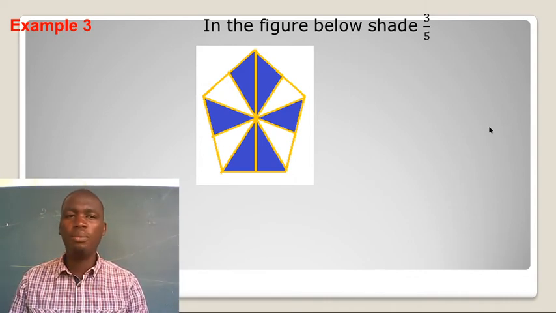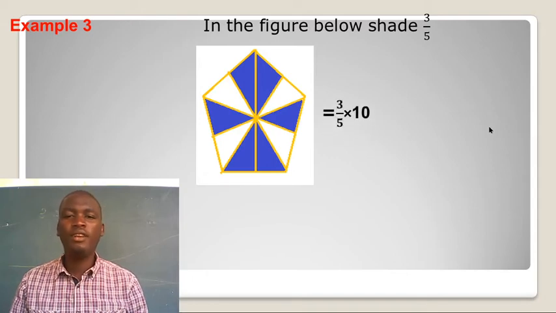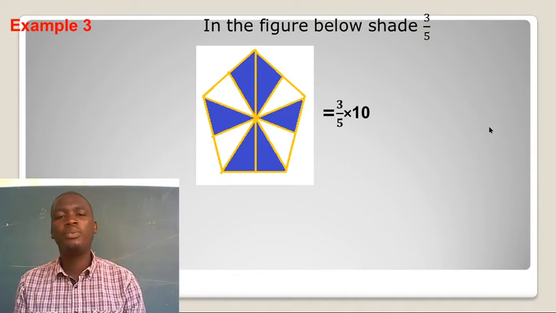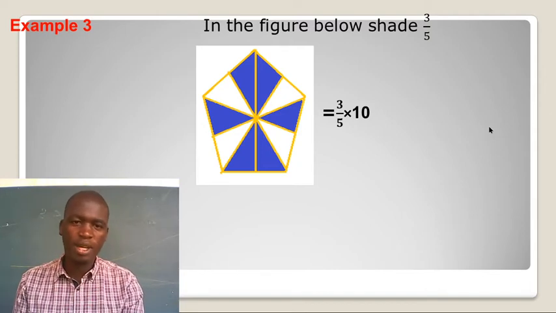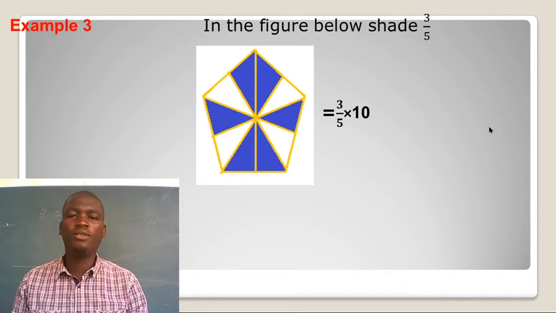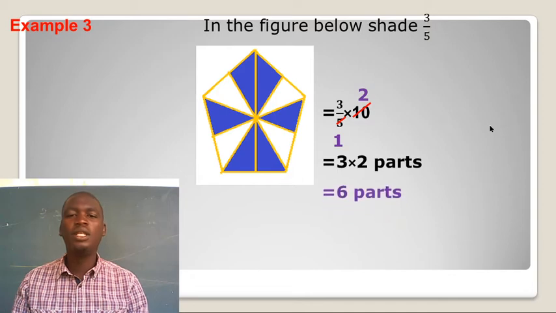As we did in number 2, we are supposed to say it is 3 out of 5, and we are supposed to multiply it by 10. Pick 3 out of 5 of the 10 parts. In total, we have 10 parts. So what is 3 out of 5 of the 10 parts? We shall say 10 divided by 5, we get 2. So 3 times 2 parts gives us 6 parts.